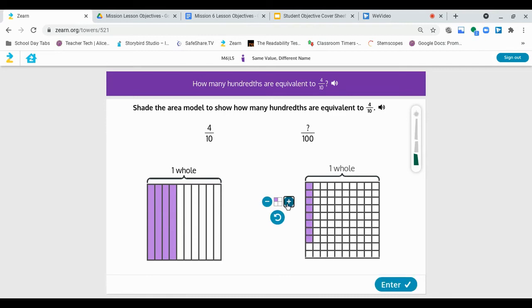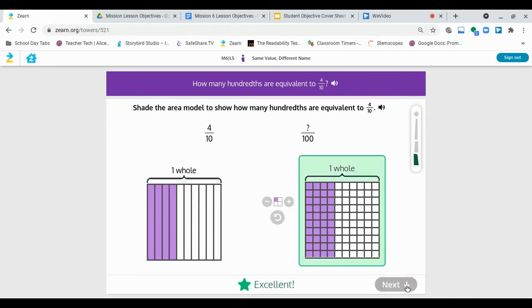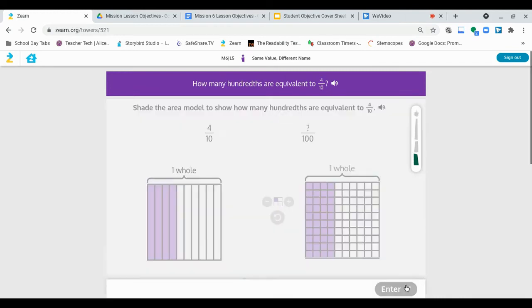So I'm just going to have to do a lot of clicking here. There's 1 row, 2 rows, 3 rows, 4 rows. So you can see how they're equal, even though the same amount is shaded. It's just divided up into more pieces. But we still have the same amount here. It's just smaller pieces. Excellent.